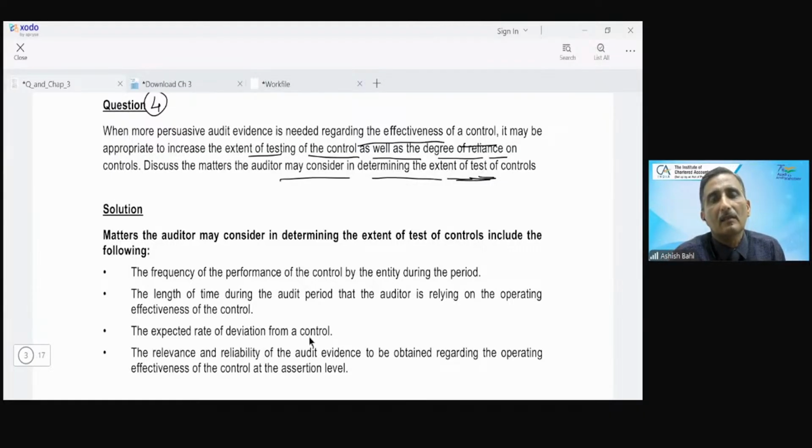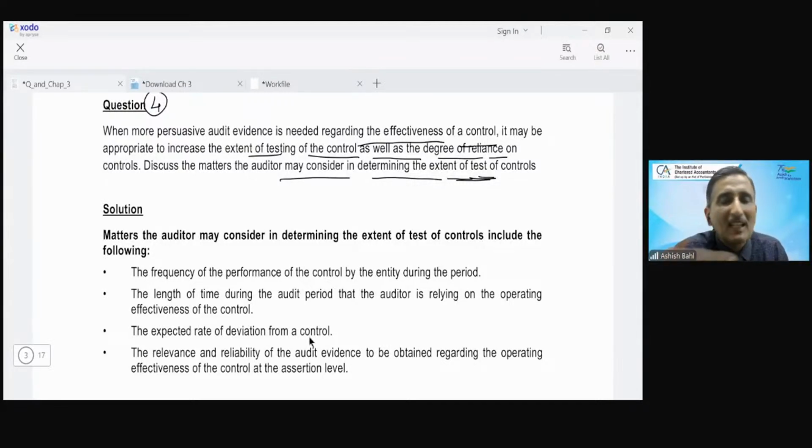Like we have discussed just now: the frequency of performance of control, at which intervals it was performed; the expected rate of deviation from a control, what is the expectation that there would be a deviation from the control; and the length of time during the audit period that the auditor is relying upon the operating effectiveness of a control. So all these factors have to be considered.